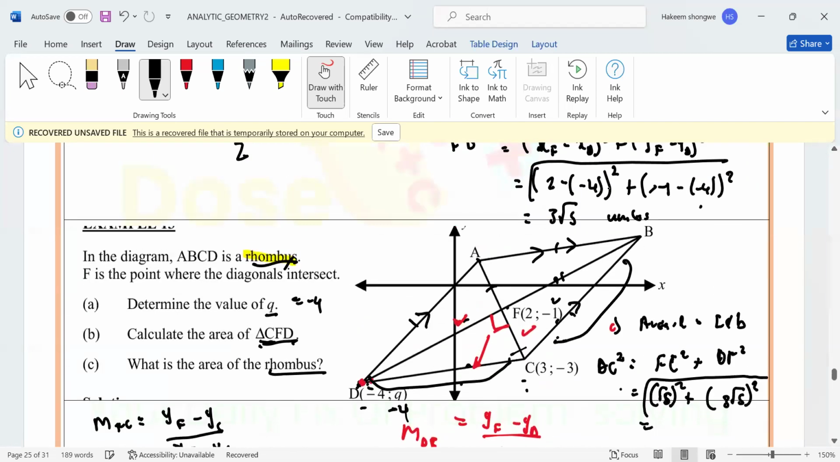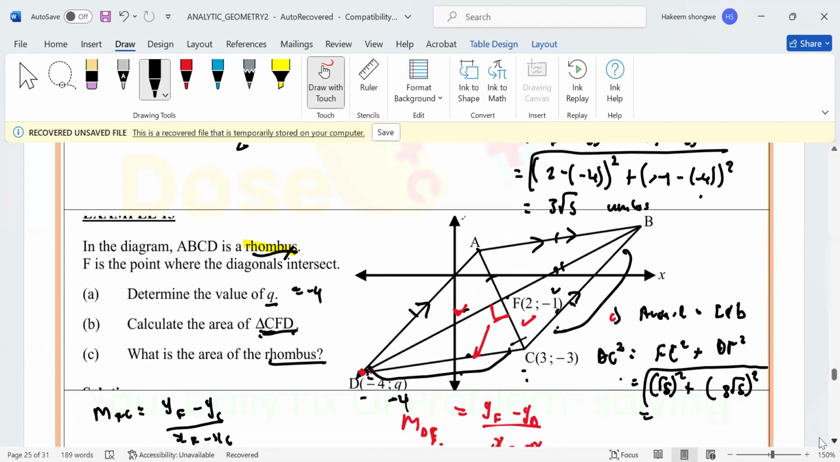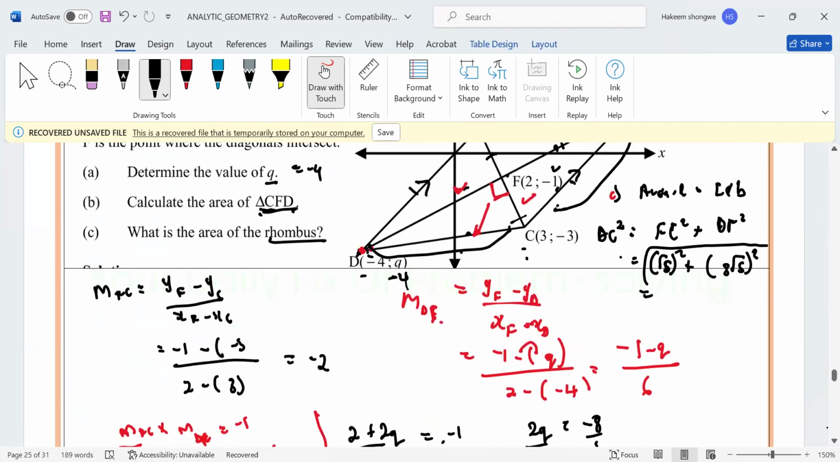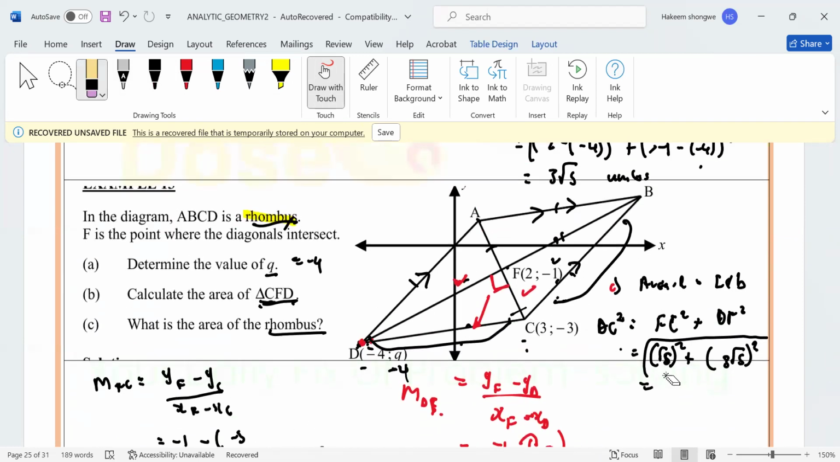Let's check if I'm correct. It was 3 root 5 and root 5. Okay. Now, guys, if you don't want to do it that way, you can still use the distance formula. I'm sure you know how to calculate. What are we going to get for this one then? If you say root 5 squared, it gives us 5, plus 9 times 5 is 45, so root 50. This one, what you get as the answer is 5 square root of 2.